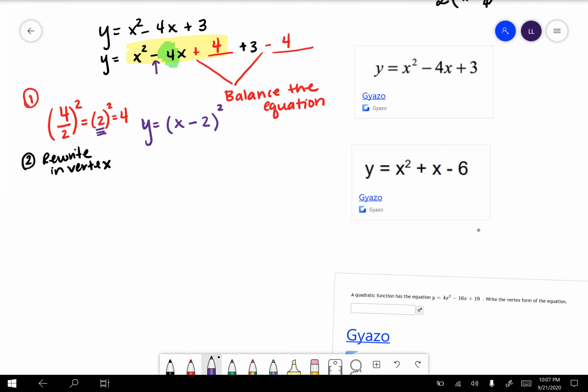squared. Now we're going to combine like terms. To combine like terms, we're going to do 3 minus 4. And so that gives us a negative 1. And voila, we're in vertex form, where our vertex is, remember, we take the opposite of what's in the parentheses. So x minus 2 means h was a positive 2. So h is a positive 2. K is a negative 1. So our vertex is 2, negative 1. You can actually graph this function to see if that actually turned out to be the case.